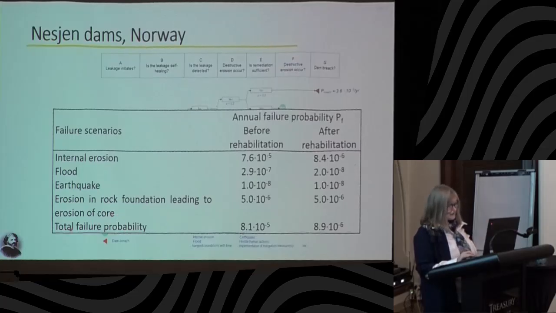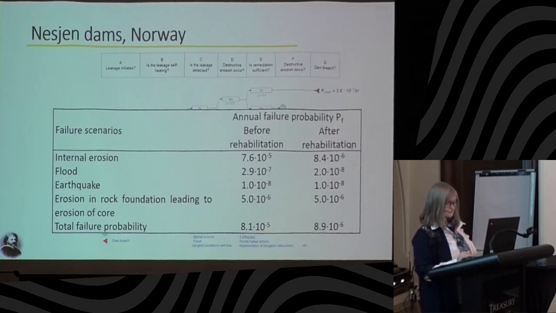And we also calculated the total failure probability, which is the sum of the probabilities for each failure mode. And in this case, before rehabilitation, we had 10 to the minus 5, 8 times 10 to the minus 5, so that's about 10 to the minus 4.